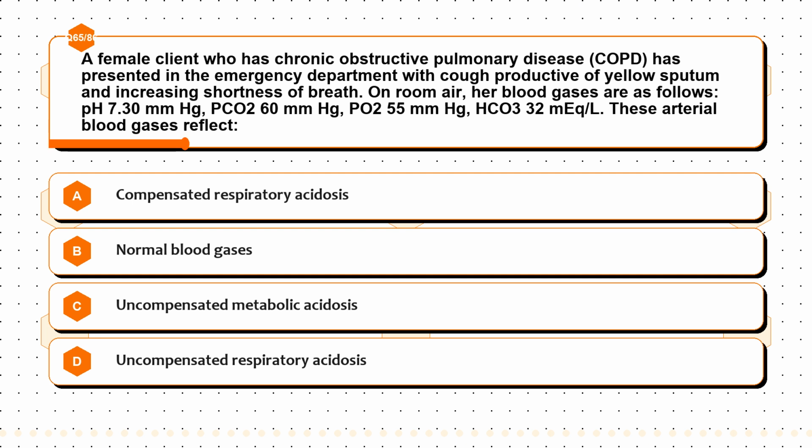Question 65. A female client with chronic obstructive pulmonary disease (COPD) has presented in the emergency department with cough productive of yellow sputum and increasing shortness of breath. On room air, her blood gases are as follows: pH 7.30, PCO2 60 mmHg, PO2 55 mmHg, HCO3 32 mEq/L. These arterial blood gases reflect. Here are the options. Option A: compensated respiratory acidosis. Option B: normal blood gases. Option C: uncompensated metabolic acidosis. Option D: uncompensated respiratory acidosis.